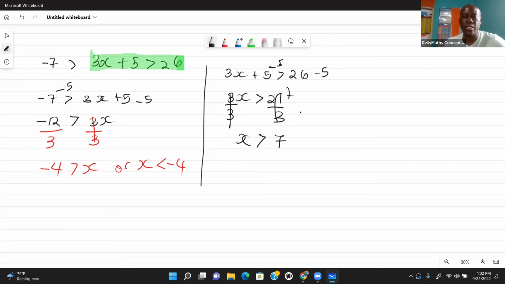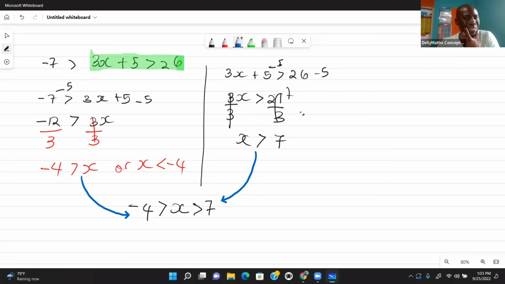Now I want to put these answers together. So finally, I could put back my answer in a compound statement: x is greater than 7, but this same x is less than negative 4. So I could combine the two things, making sure that I do represent it properly. Let's take a look. X here is greater than 7, and x here is less than negative 4. So I just put it together as one. So that's one approach to problems like these.